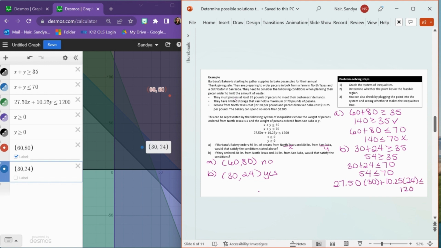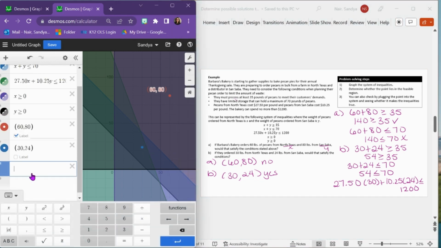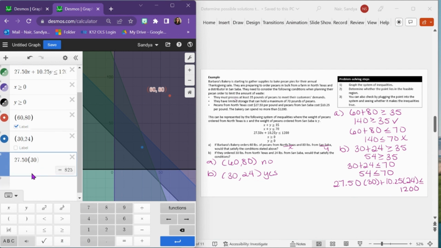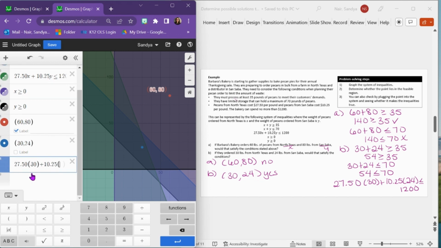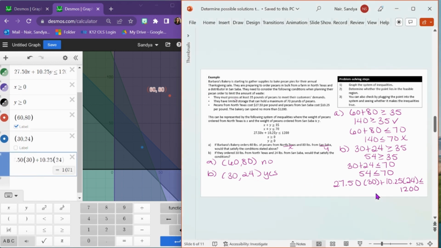And then finally, we have 2750 times 30 plus 1025 times 24 is less than or equal to 1200. So I'm going to use my calculator to help me out on that one. So I have 2750 times 30 plus 1025 times 24. And that gives me 1071, and that is less than 1200. Okay, so that works there too.